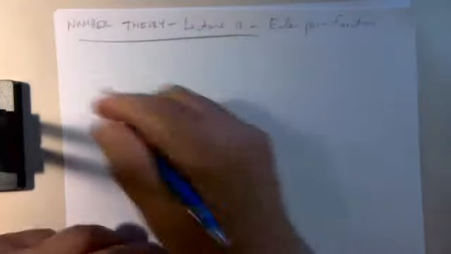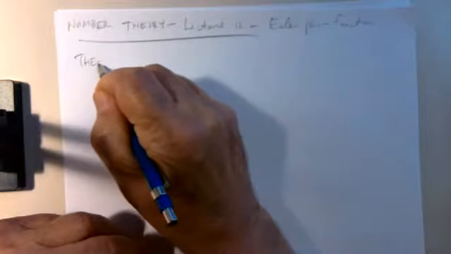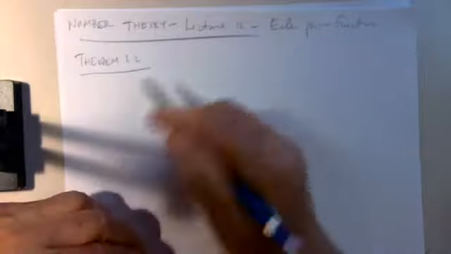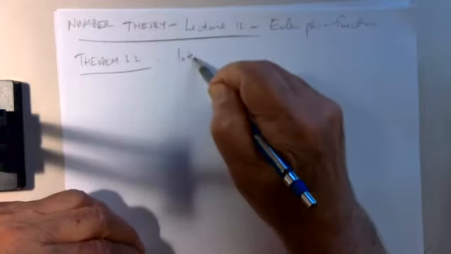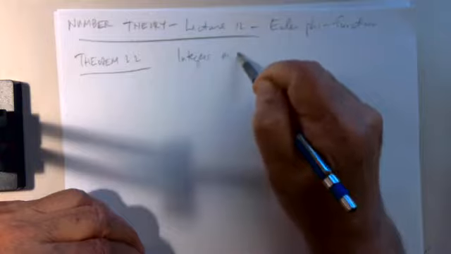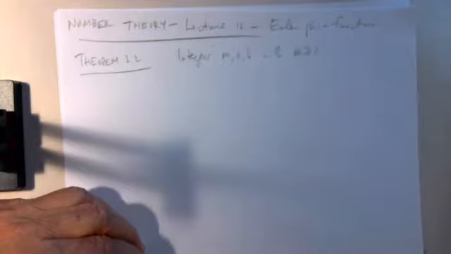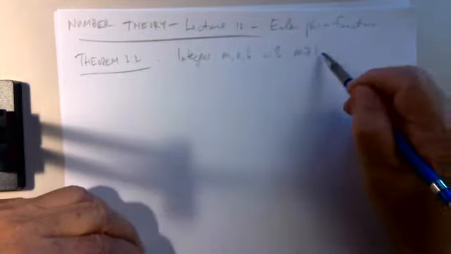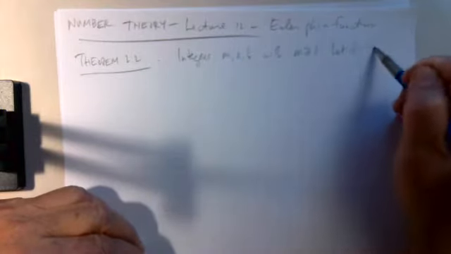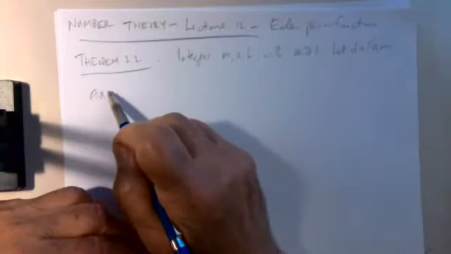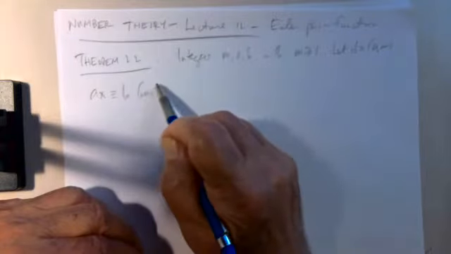And I'll start that by reminding everyone of this very important theorem on linear congruences, which is theorem 2.2. So you have integers m, a, and b with m positive. A and b don't have to be positive. Let d be the greatest common divisor of a and m. Then the congruence ax congruent to b mod m.